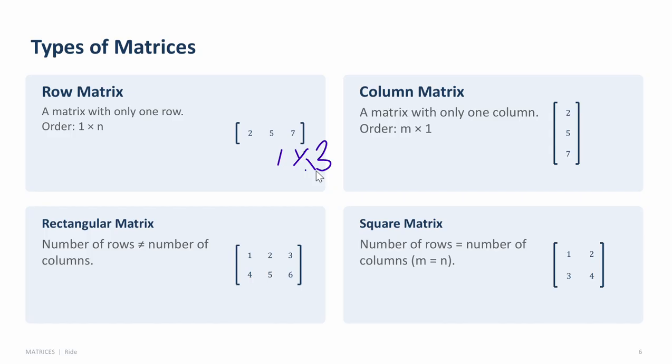Column matrix is a matrix with only one column. So can you see it is m by 1, which means that it has only one column and it has 3 rows. So it is 3 by 1. All right. Now rectangular matrix: the number of rows is not equal to the number of columns. Here you can see that it has 2 rows and 3 columns. So obviously they're not equal. Therefore it is a rectangular matrix. And a square matrix is a matrix in which the number of rows is equal to the number of columns. That is m = n. So here is a 2 by 2 matrix because it has 2 rows and 2 columns.